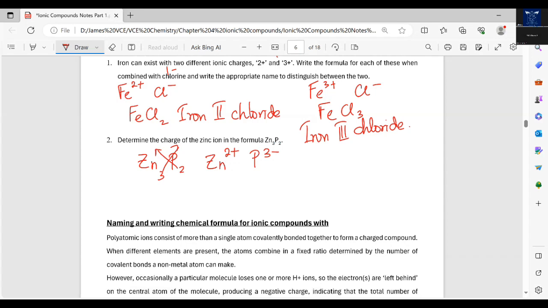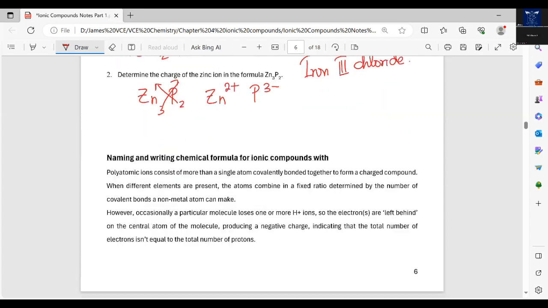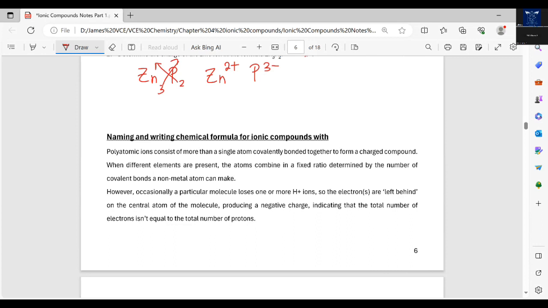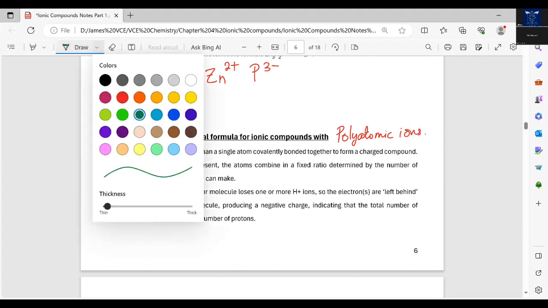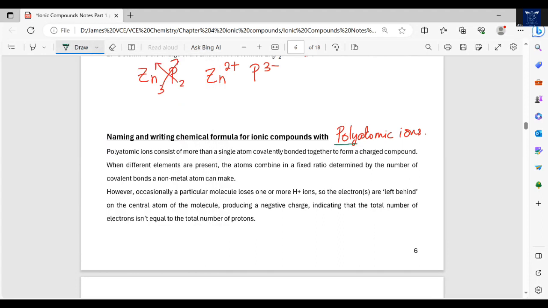Okay, naming and writing chemical formula for ionic compound with a polyatomic ion. I think something is missed here. It should be a polyatomic. Okay, let's try to analyze this particular term. What is poly? Poly means many. You know polynomial, right? Then atomic means atoms.